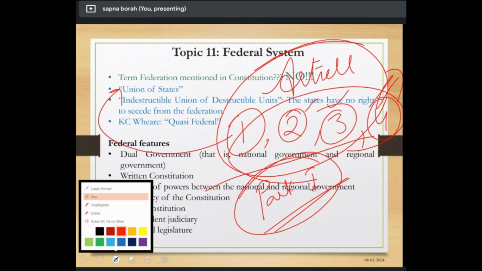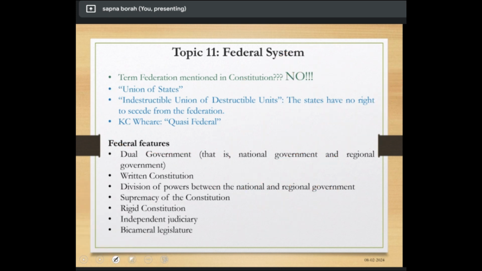I took some time here because the concept itself forms many questions. So I hope even if the language changes, if you hold the concept, you will grasp the key point. The term federation means an agreement, and our Indian state is not a federation, it's a union of states, an indestructible union with destructible units. Do the states have the right to secede or leave the federation? No. All this form of federation is basically known as a quasi-federal system.